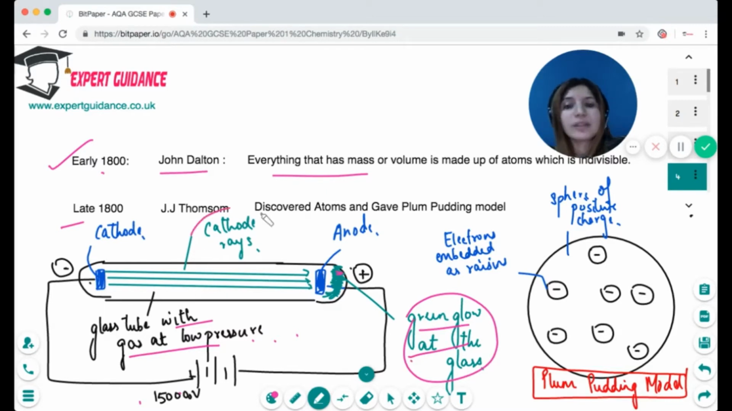Now, he called these rays cathode rays, and as they were coming towards the positive terminal, he concluded that these are negative rays which are coming out of the gas atoms which are present in this glass tube. So he discovered that the atom can be divided further, and it has negatively and positively charged subatomic particles. On the basis of that, he gave this plum pudding model.